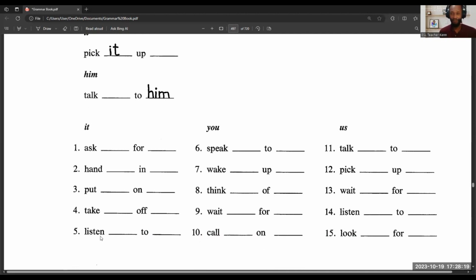Ask for. Ask for it. Hand in. Hand it in. Put on. Put it on. Take off. Take it off. Listen to. Listen to it.